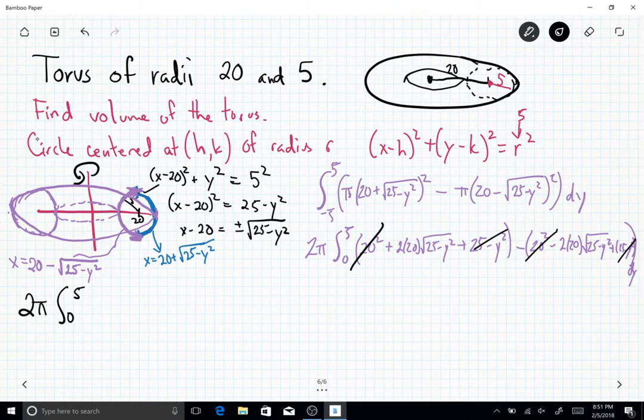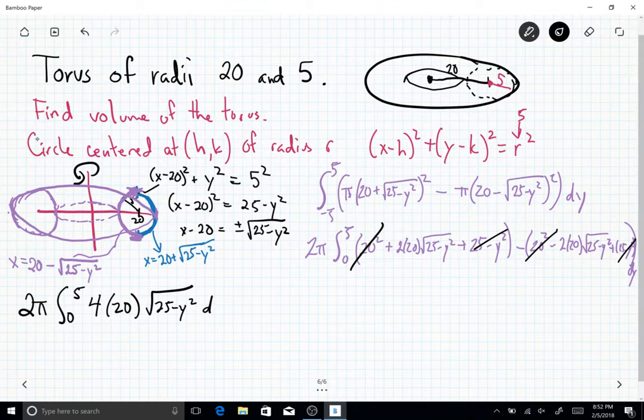And then we have, what is it? So 2 and another 2 makes 4. So you have 4 times 20 times the square root of 25 minus y squared. And by the way, that 25 came from, remember, it's the little 5 squared. So I might convert that back real quick just for kicks to let you see what's happening here. So this is 5 squared minus y squared.